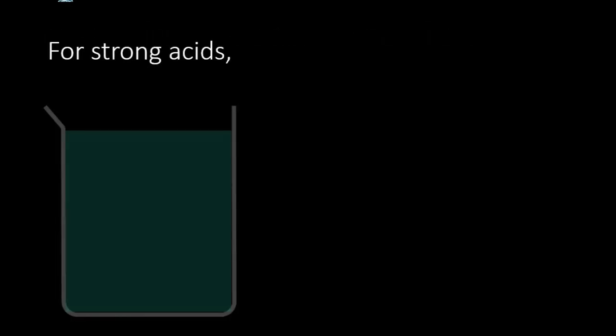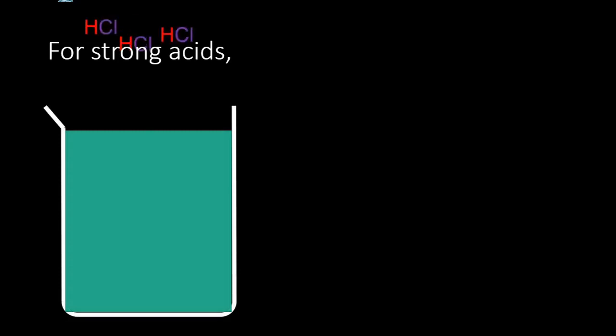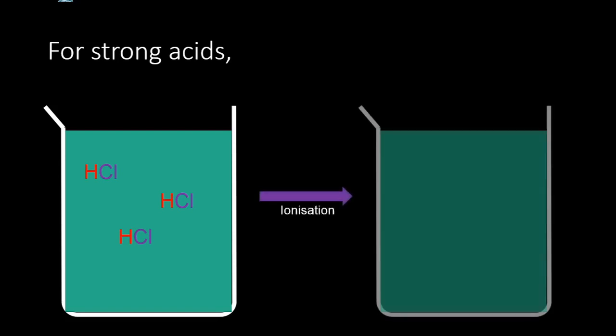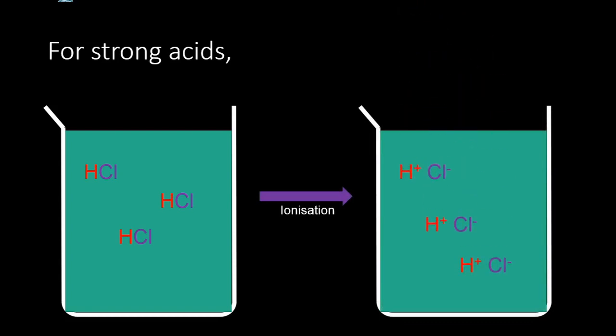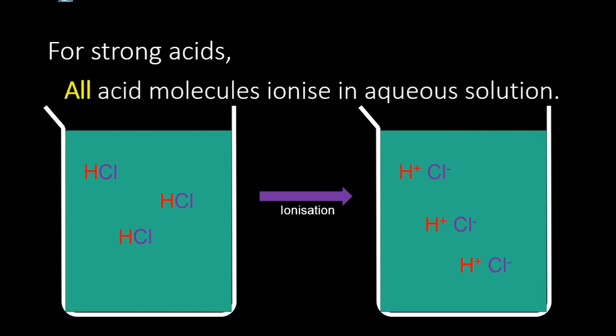Here's a little something that can help visualize the strength of an acid or base. For strong acids, here is a beaker and there is hydrogen chloride dissolved in it, and it's ionized to give all hydrogen ions and chloride ions. Look, all of the particles are completely ionized. All acid molecules ionize in the aqueous solution.